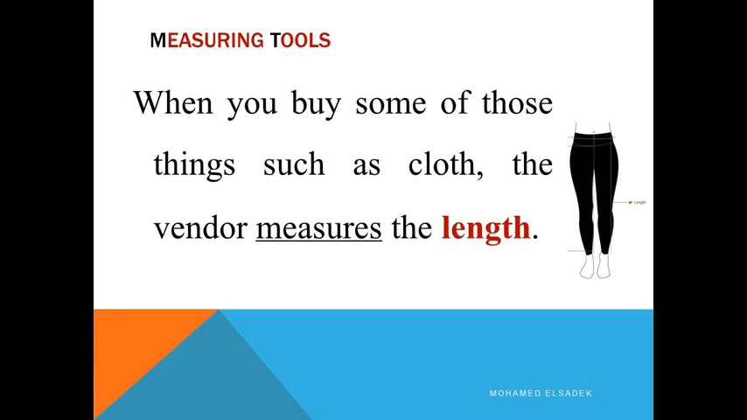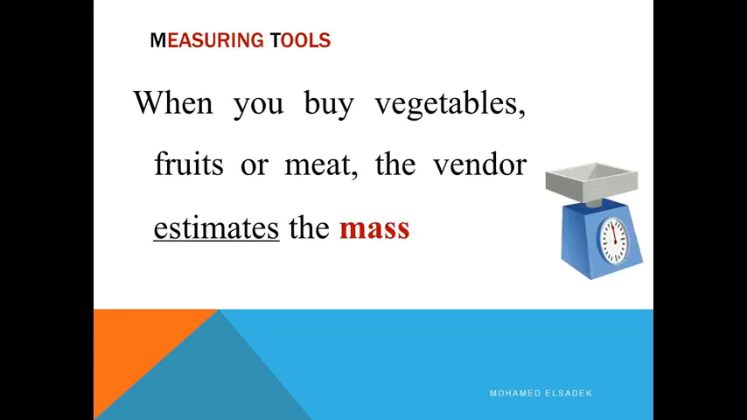لينس يعني الطول. And when you buy vegetables, fruits or meat وانت رايح تشتري خضروات فواكه لحمة، يا ترى البائع هيسألك المرة دي عن ايه؟ طول اللحمة، طول الخيارة؟ امال بيسألك عن ايه او بيوزن لك ايه؟ ماس الكتلة. When you buy vegetables, fruits or meat the vendor estimates the mass.